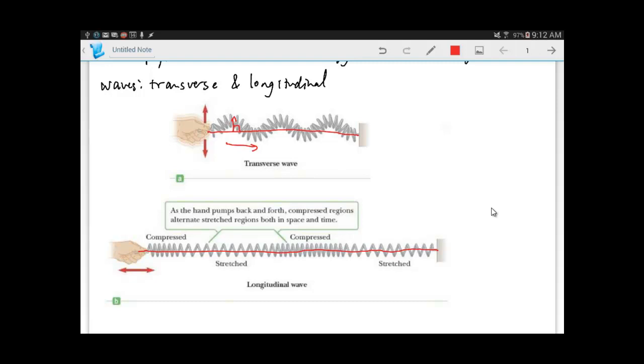Now, when we talk about sound waves in air, which of these two types of wave do you encounter? Does anybody know? Well, let's see what happens, and then we can figure out which of the two would make the most sense.